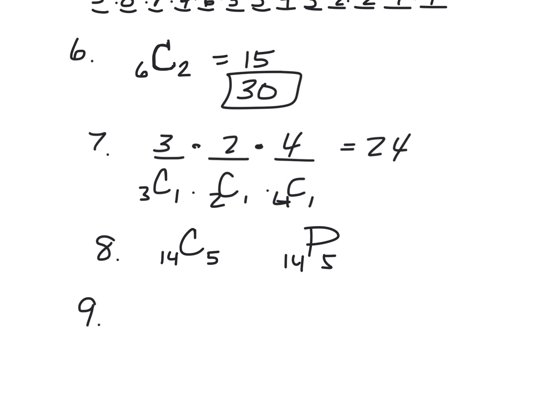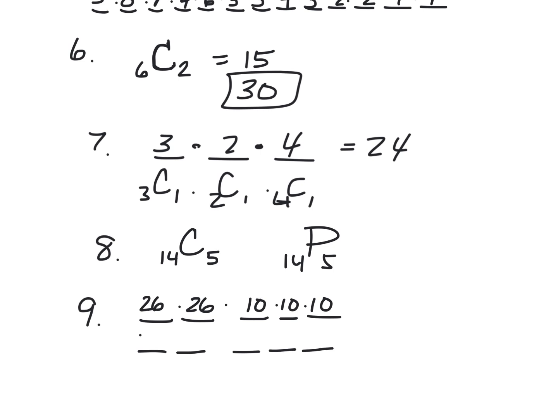Number 9, we're doing a password. Order's important. I need 2 letters followed by 3 digits. If repetition is allowed, that means I've got 26 choices for the first letter, 26 for the second, and then 10 choices for each of these digits because they can be repeated, and they should be multiplied together. If repetition is not allowed, now 26 for the first letter, only 25 choices for the second one, and then 10 times 9 times 8 times 7.